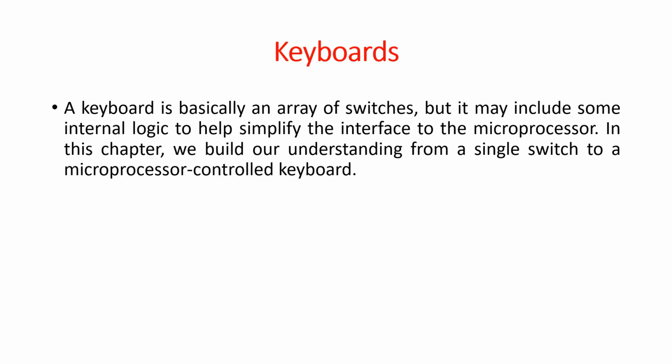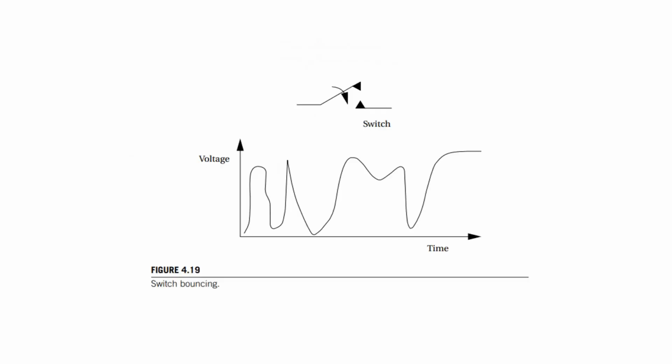The next one is keyboard. The keyboard is basically an array of switches, but it may include some internal logic to help simplify the interface to the microprocessor. In this chapter, we build our understanding from a single switch to a microprocessor controlled keyboard. In this keyboard, there is one problem called keyboard switch bouncing. A group of pulses is generated by pressing a key a single time.